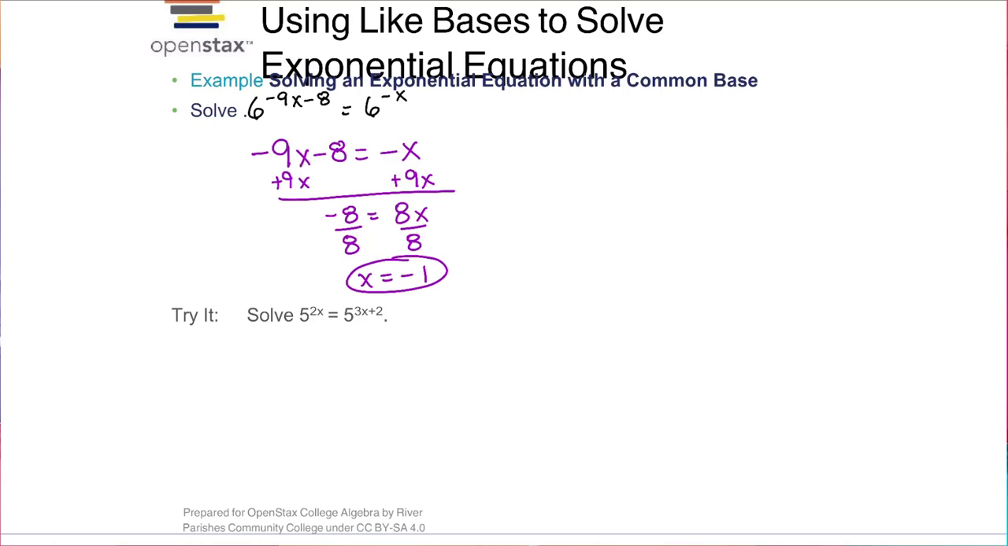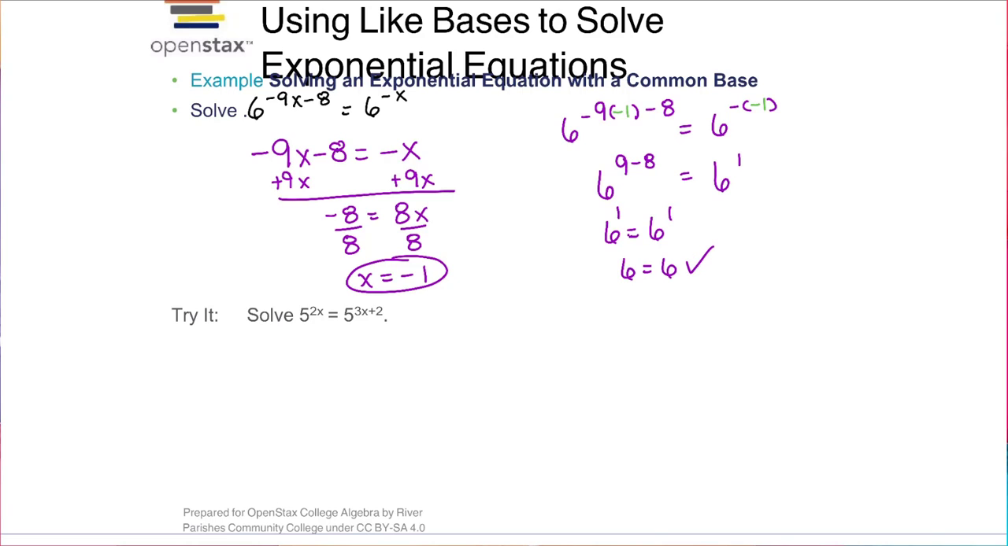All right, and you can always go back. That's the beauty of equations. You can go back and check your answer by substituting the value we found for x, which was negative 1. On the left, I have 6 to the negative 9 times negative 1, which is positive 9, minus 8. On the right, I have 6 to the negative of negative 1, which would be positive 1. 9 minus 8 is positive 1. So 6 to the first equals 6 to the first. So that is correct.